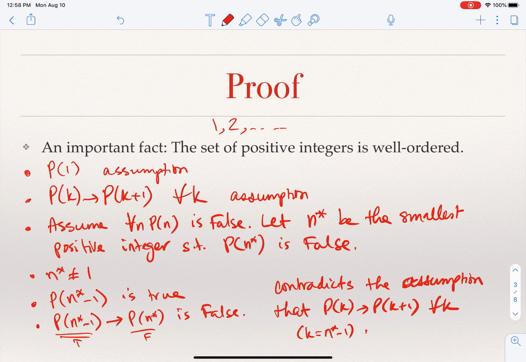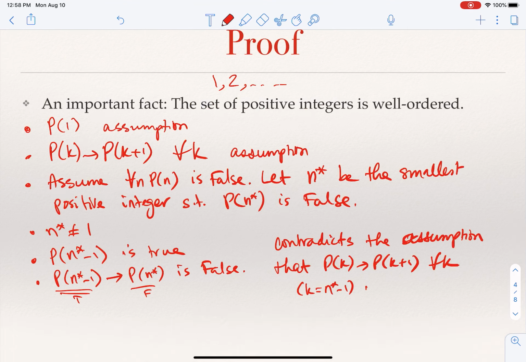So this is why this quantified formula, P of 1 and P of k implies P of k plus 1 for every k, implies that for all n, P of n is true. It comes from this simple fact that the set of positive integers is well ordered.